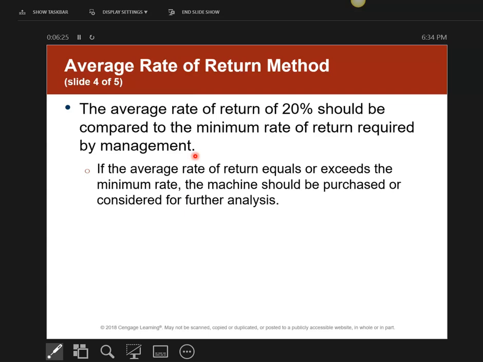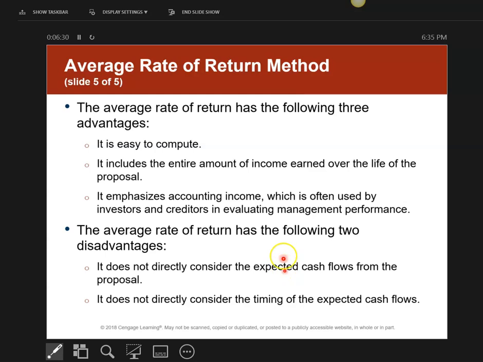That's it for average rate of return. Let's look at the advantages and disadvantages of it. Here are the advantages. It was very easy to figure out. There was no problem.